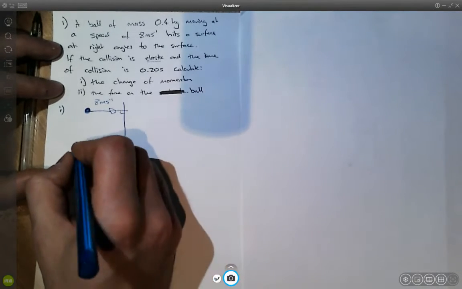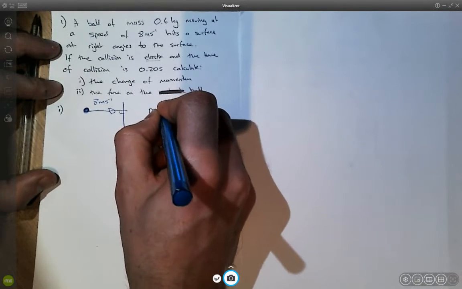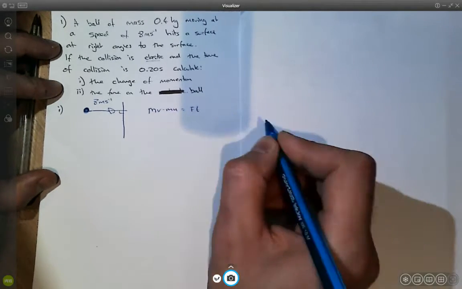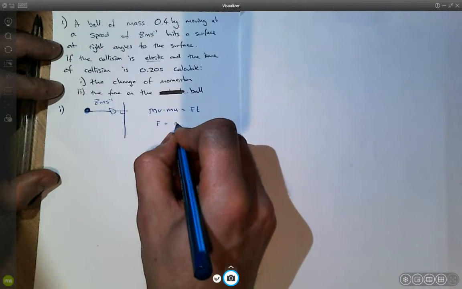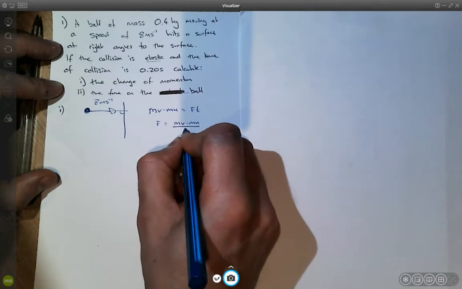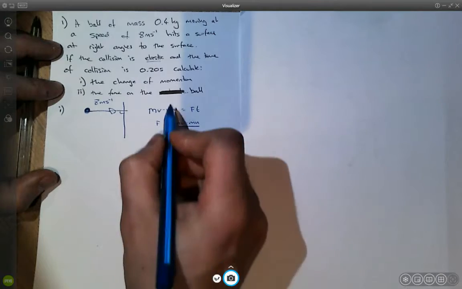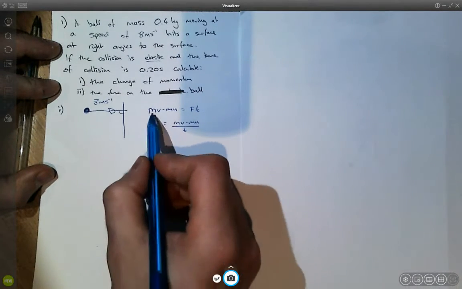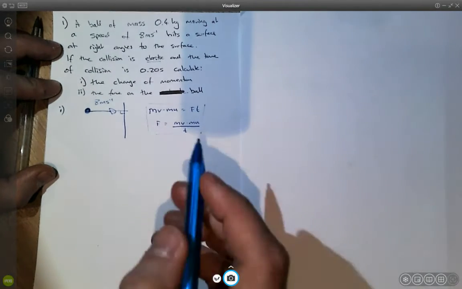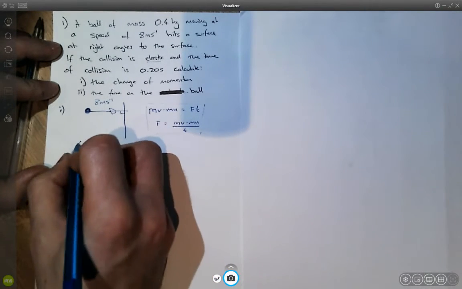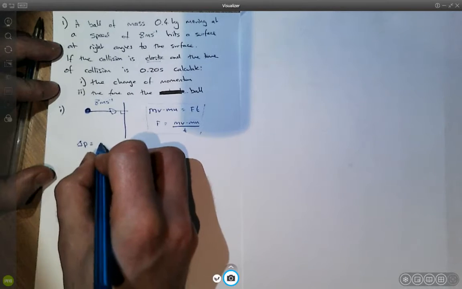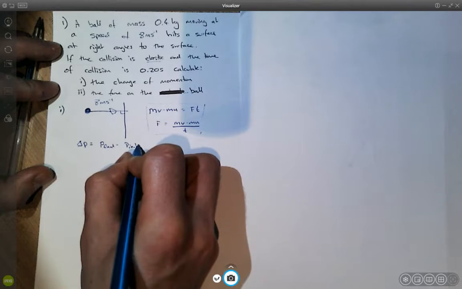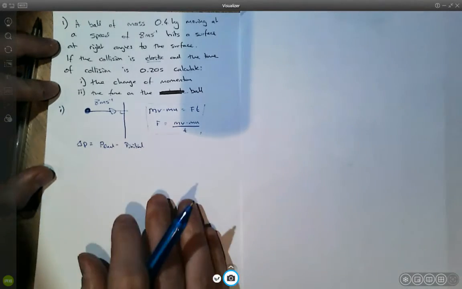So change of momentum, mv minus mu, is equal to force times time, or we might say this as force is mv minus mu over t. So what's the change in momentum? Well, we actually don't need to even use this, do we? We just need to work out the momentum before and the momentum afterwards. So the change in momentum is obviously going to be the final momentum minus the initial momentum. So it's actually even simpler than this.